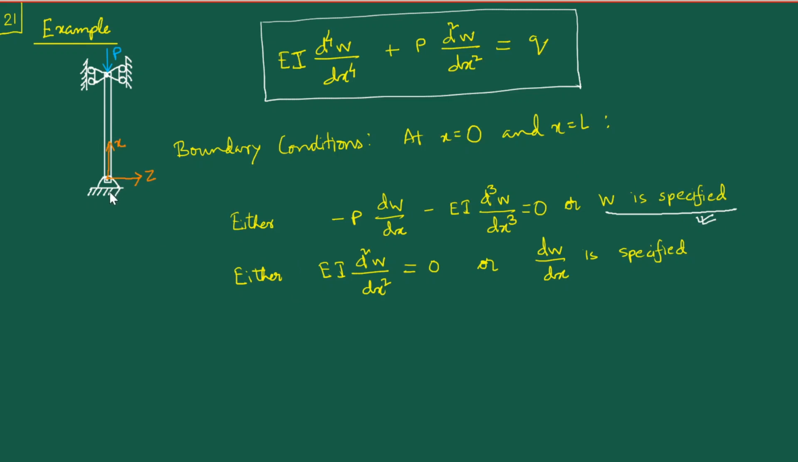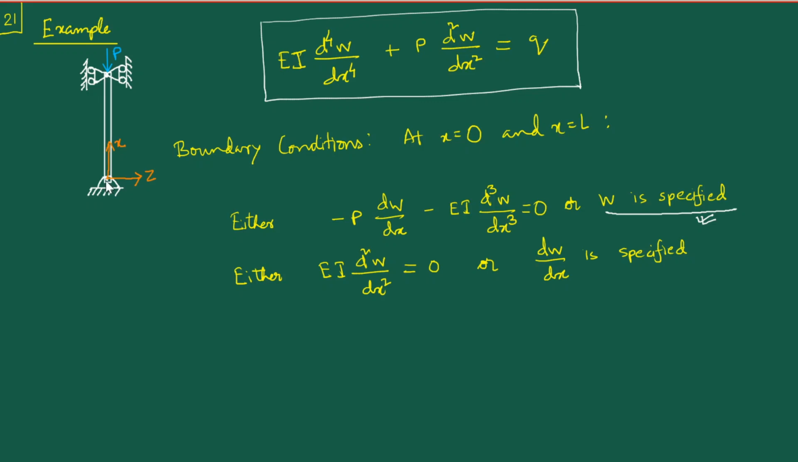Hinged ends means there is no resistance against the rotation of this end. There is no resistance against the rotation at this end. And since there is no resistance against the rotation, we do not know anything a priori about the slope that this beam or the rod can take. Since that rotation is not resisted, we do not know a priori what the slope will be.